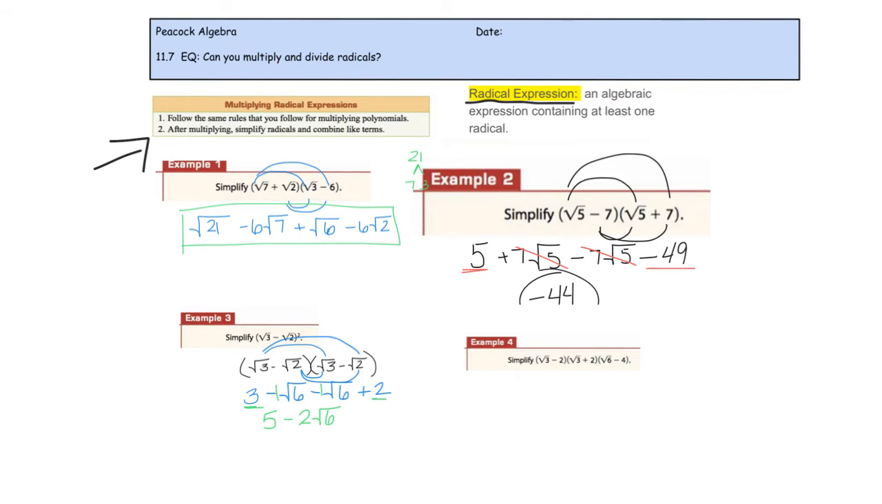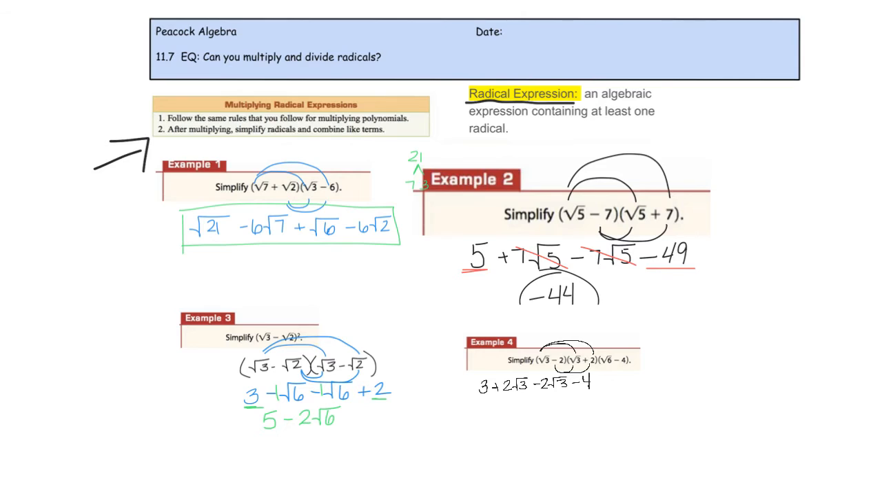Example number 4 is just a little bit longer, a little bit more involved, but we're going to do the same thing. But now we have 3 binomials. So we're going to start with the first 2, and then we'll do the last one. So let's go first. Square root of 3 times square root of 3 is the square root of 9, or just 3. First, outer, 2 square roots of 3. Inner, negative 2 square roots of 3. And last, negative 4.